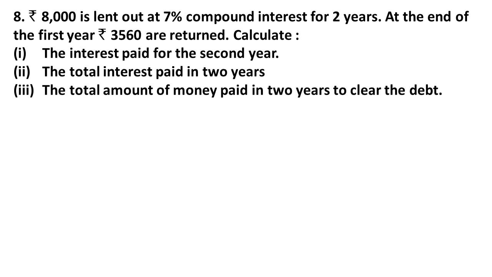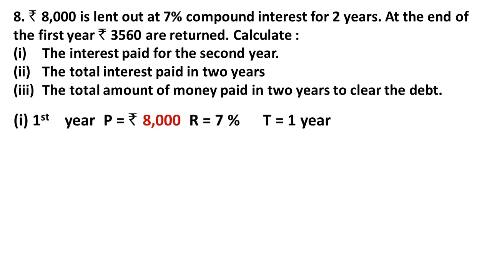So to begin, we know that 8,000 is lent out at 7% compound interest. So let us calculate the interest to be paid for 1 year and the total amount at the end of the first year. So consider the principal as 8,000, rate of interest as 7%.